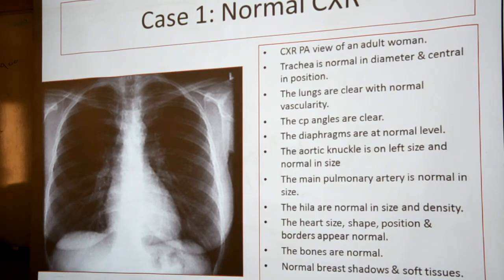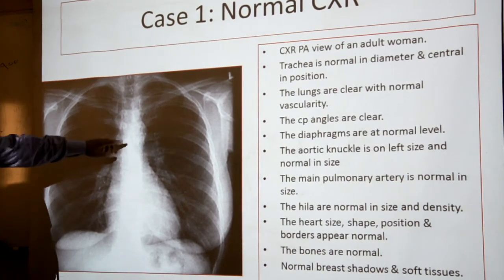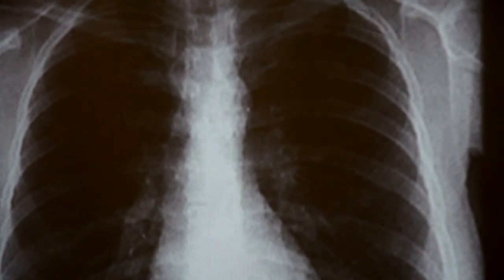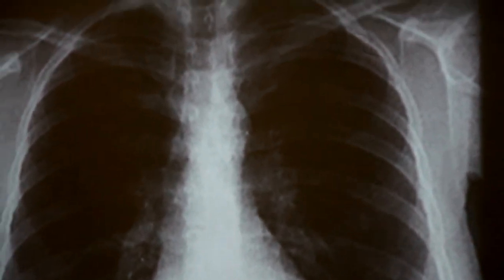Aortic knuckle. This is the aortic knuckle, right side. The main pulmonary trunk is not sharply visible because it's normal. If it's distended, it would be much more sharply visible. Okay, anything else you want to ask on this one?